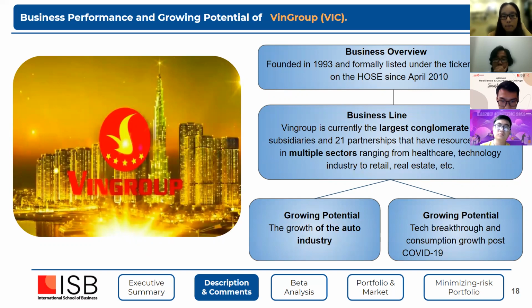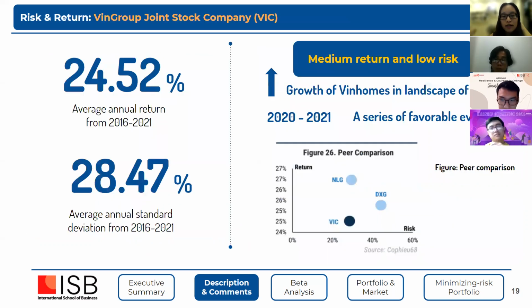Next slide, please. However, the return rate of VIC over the period might not be an exceptional one at 24.5%. It is among the lower half of the watch list, making it safer considering all the factors that affect it.